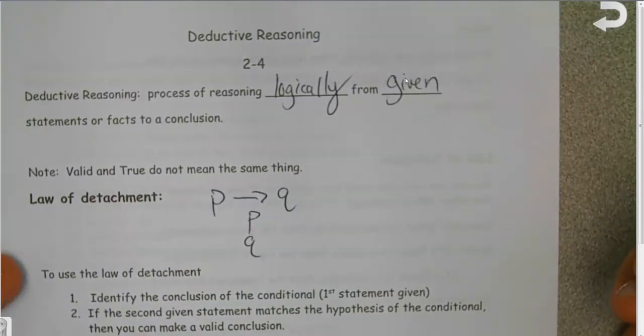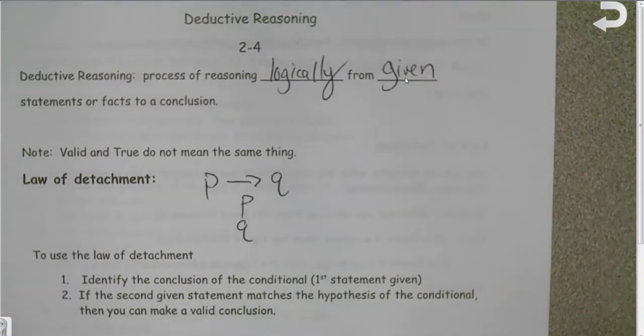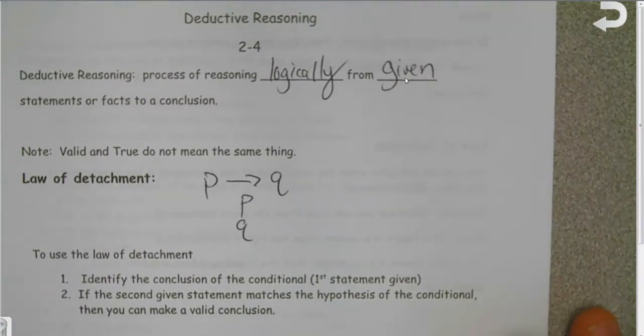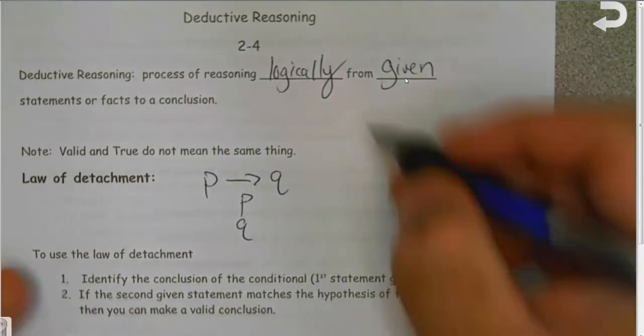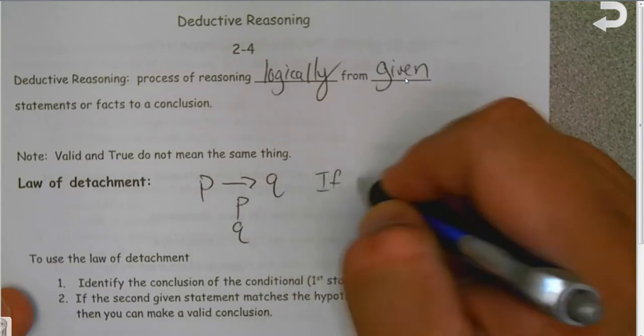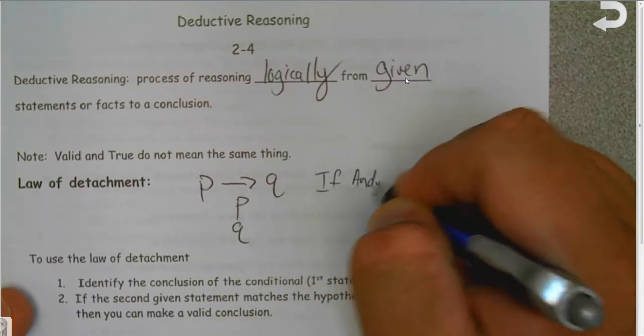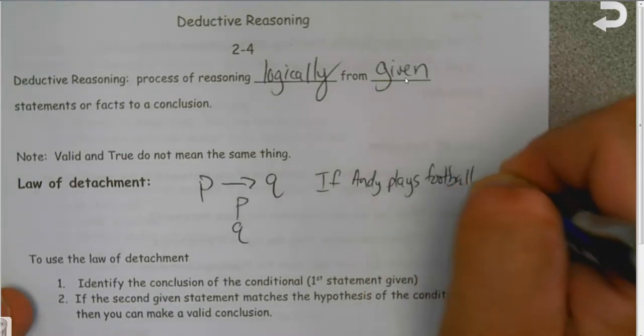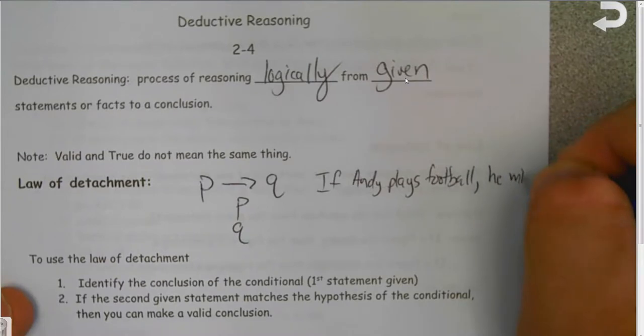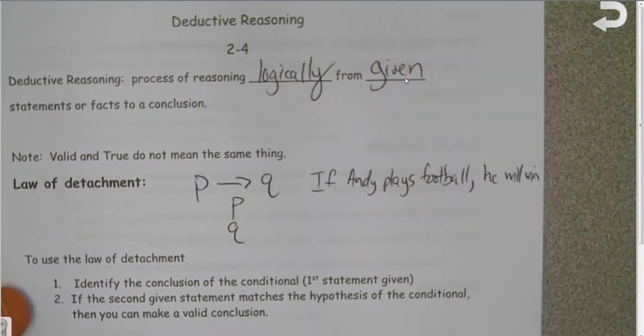So, for example, if Andy plays football, he will score a touchdown. And I tell you that that's true because Andy's just really awesome at football. So let's go ahead and do this again. If Andy plays football, and we'll go with he will win. He will win. Because he's just really good.